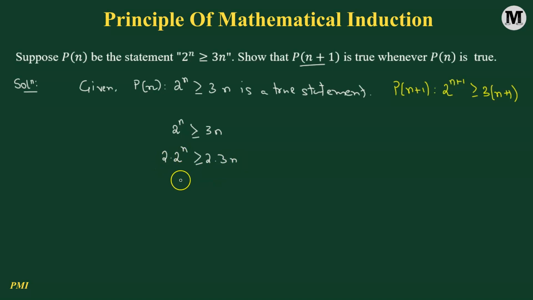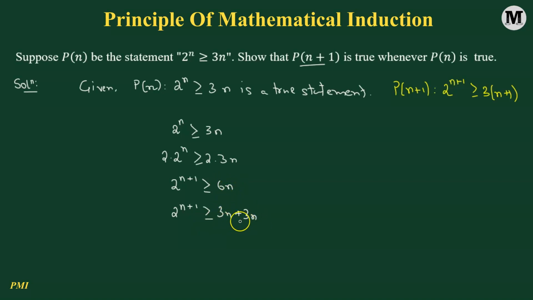Now 2 multiplied by 2^n is 2^(n+1). So this is going to be greater than or equal to 2 times 3n, that's 6n. Right. So 2^(n+1) is greater than or equal to 6n. Now we're going to split 6n as 3n + 3n.